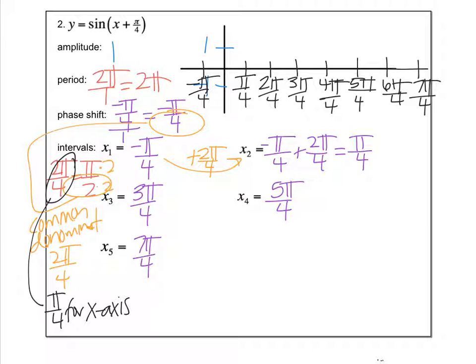So where am I starting? Negative pi over 4. That was my starting point. It's an intercept. Just make sure you're watching as you go here that you hit the right spots, because we have some extra values in there. So that's my intercept. This is going to be my max. This is my intercept. This is going to be my min. This is going to be an intercept.